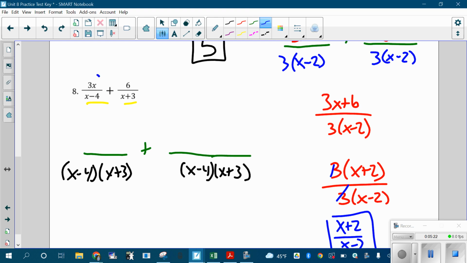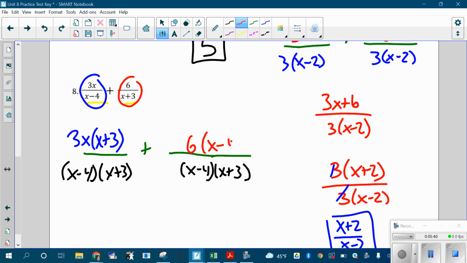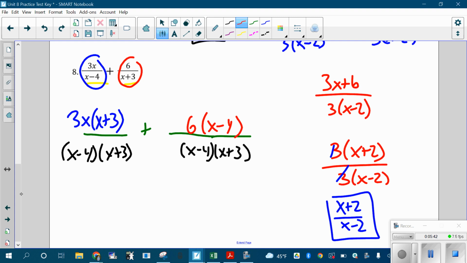If you look at your left fraction, what did I do to the denominator? I multiplied by x plus 3. So what do I need to do with the numerator? Multiply by x plus 3. If you look at the right fraction, what did I do to the denominator? I multiplied by x minus 4. So what do I need to do with the numerator? Multiply by x minus 4. I'm ready to push this all together.